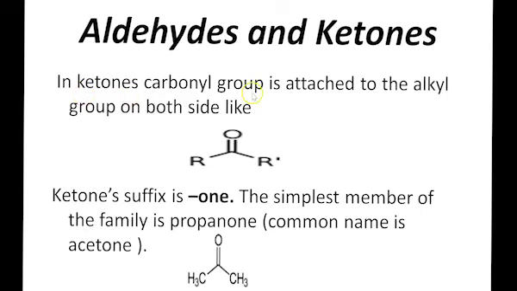In ketones, the carbonyl group is attached to alkyl groups on both sides. The ketone suffix is -one. The simplest member of the family is propanone, commonly called acetone. Acetone contains 3 carbons and the carbonyl group is in the middle, and on both sides methyl groups are present.